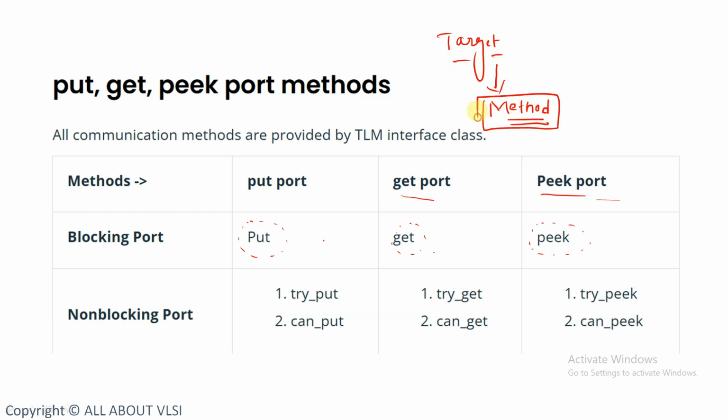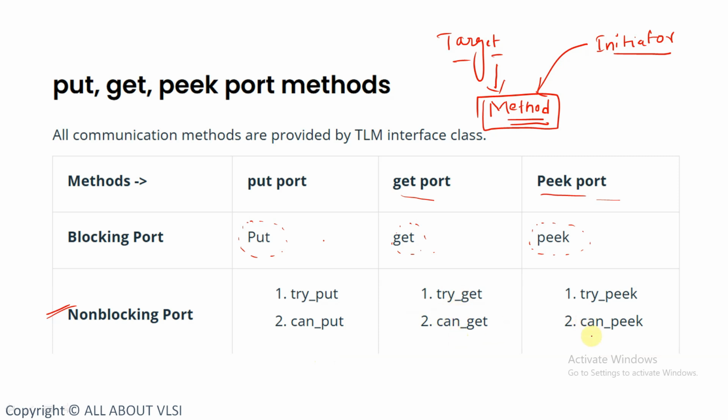Okay, so how are we going to call the method? Who is going to call this method? This method is going to be called by the initiator. So the initiator is going to call the method which is present in the target, using this port. And coming to non-blocking ports, we have try put and can put, and try get, can get, try peek, can peek.